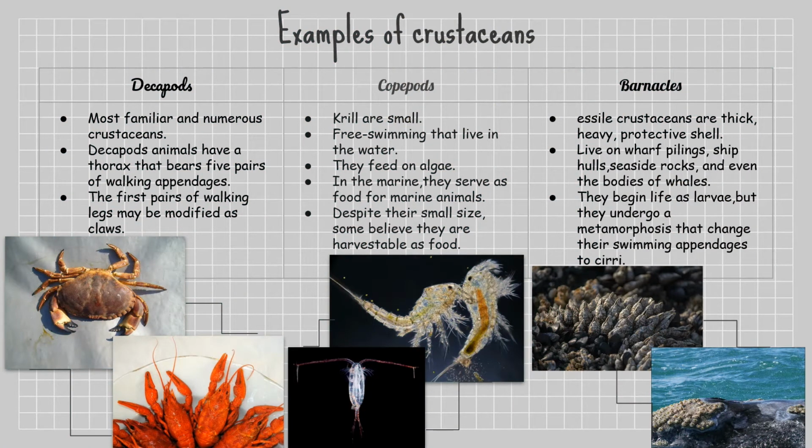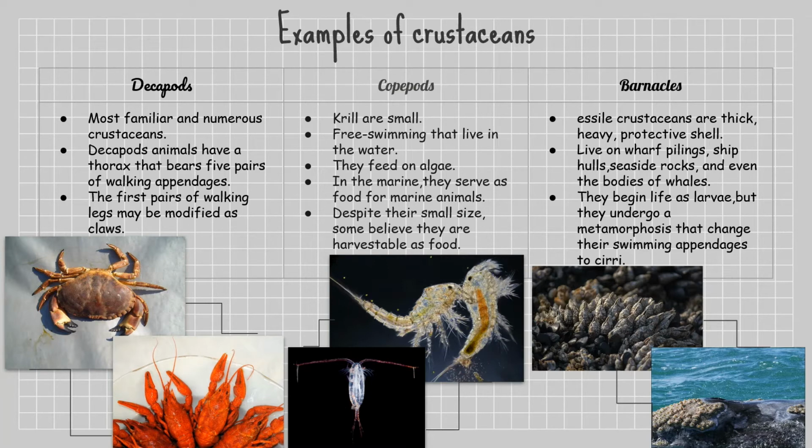There are 3 types of crustaceans, which are decapods, copepods, and barnacles. Copepods are the most familiar and numerous crustaceans. Decapod animals have a thorax that bears 5 pairs of walking appendages. The first pair of walking legs may be modified as claws. Let's move on to copepods.